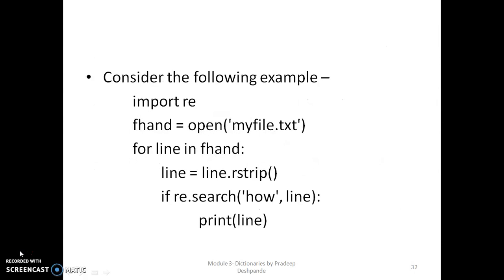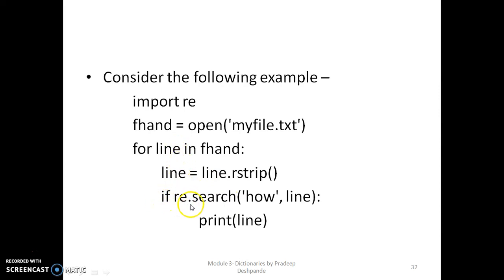So we have an example here. You can see we have imported re, which is nothing but regular expression. We are opening a file called myfile.txt, and from this file we are fetching each line. For line in file handle, line equals line dot rstrip. The rstrip clears all the white spaces at the start and end of the line. Then we are searching using the search function of the regular expression library.